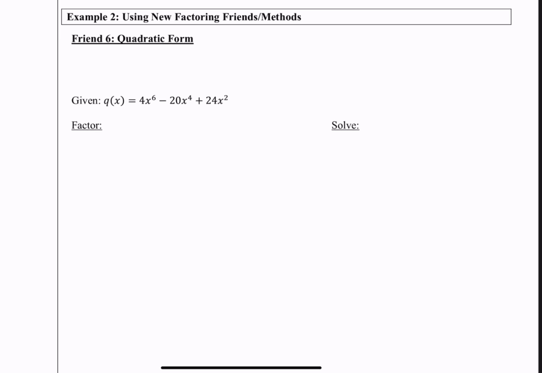Your first new friend is not actually too new of a friend. Friend 6 is going to be quadratic form. And the cool thing about this friend is that it's going to help you factor polynomials of a higher degree than 2, but you're going to factor it using the same methods that you did quadratics. So you can go back and use your first 5 friends.